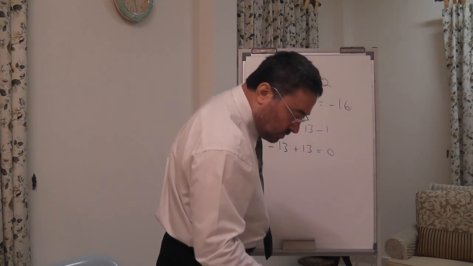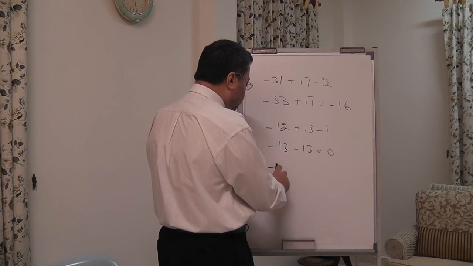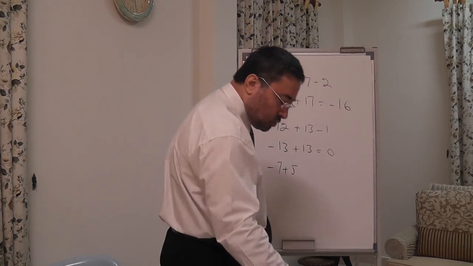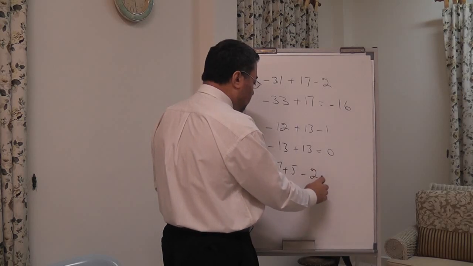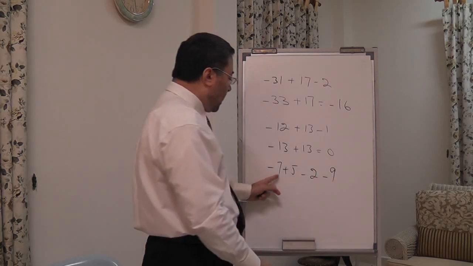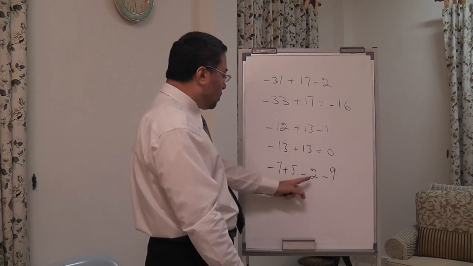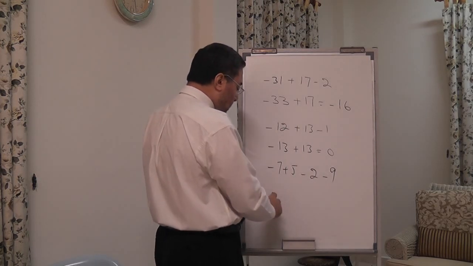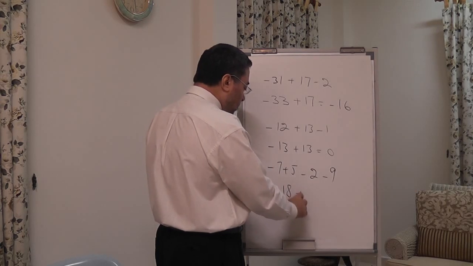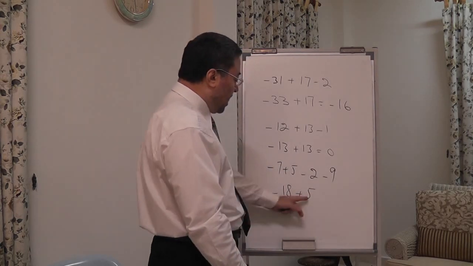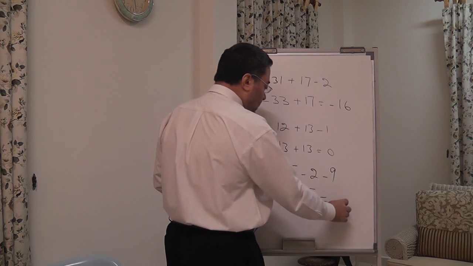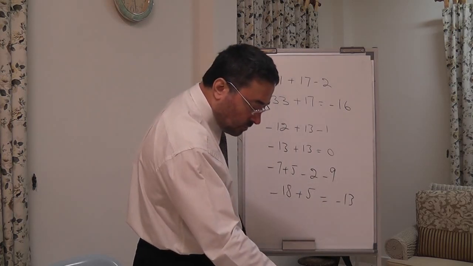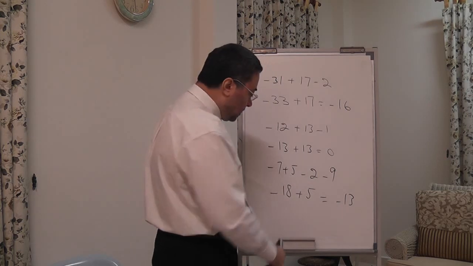Number 47, minus 7 plus 5, minus 2 minus 9. We can add all these negative numbers. So minus 7 and minus 2, that's minus 9, and minus 9 is minus 18. And we plus 5, we get the difference, and that's 13, and the sign of the larger is the negative sign. Number 48.